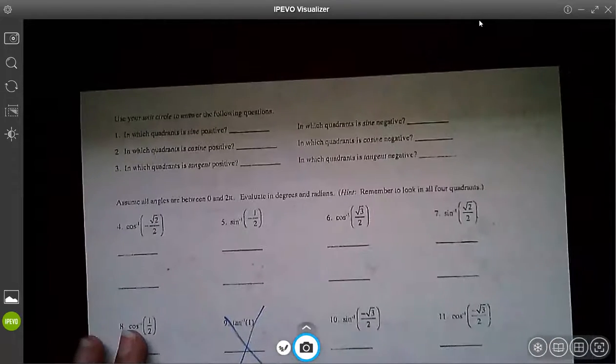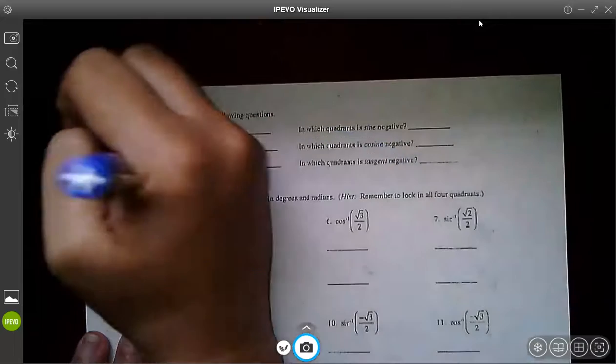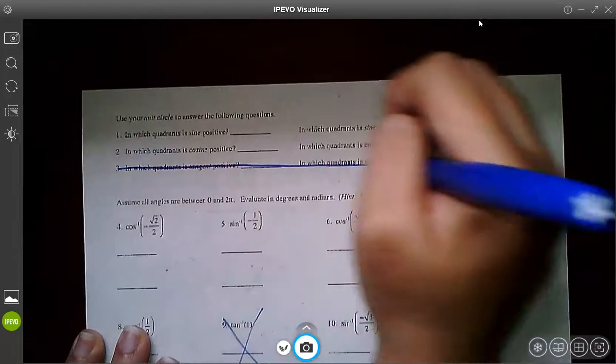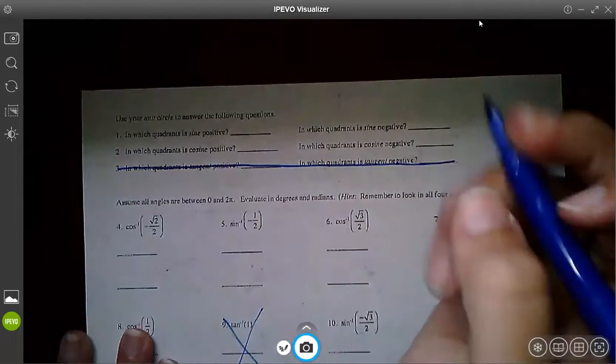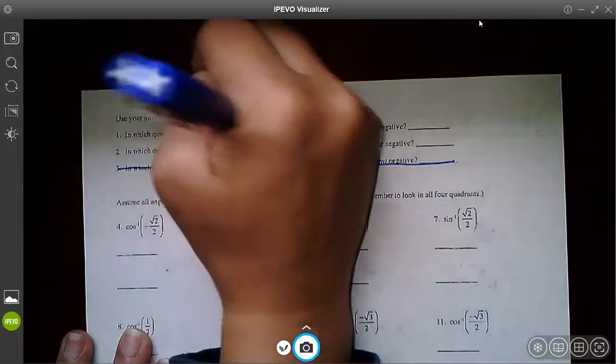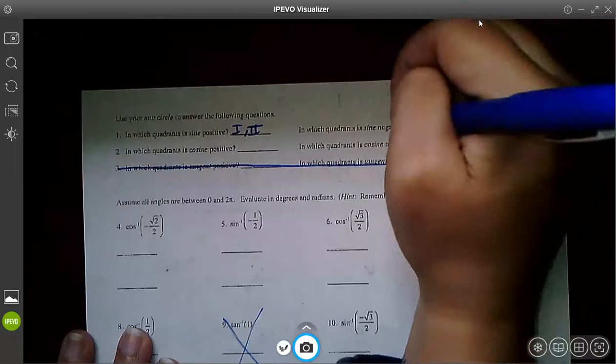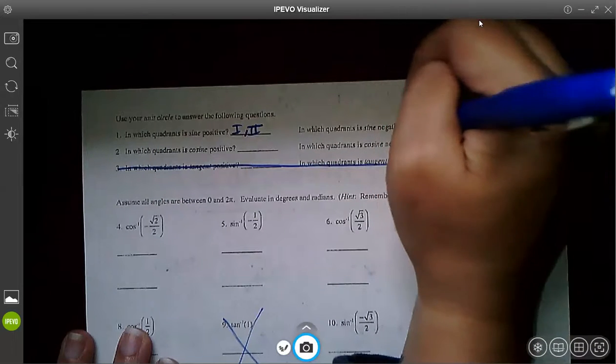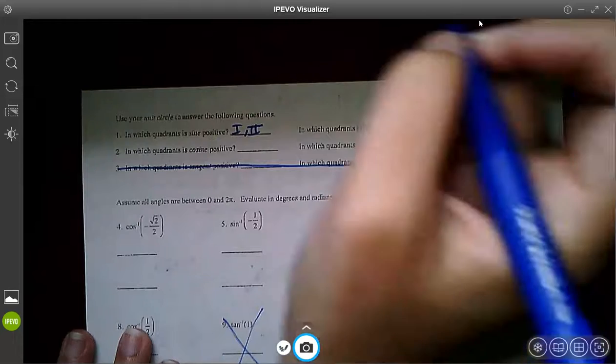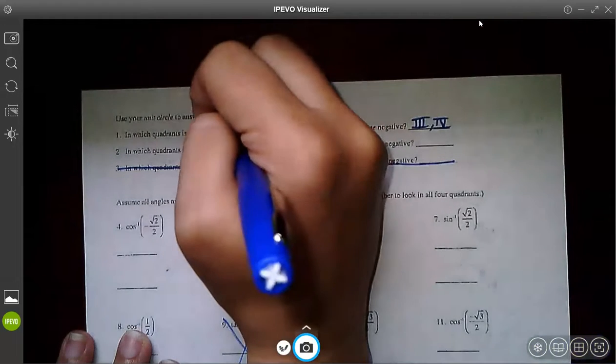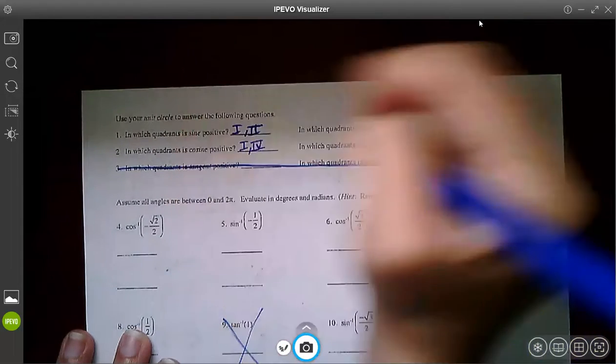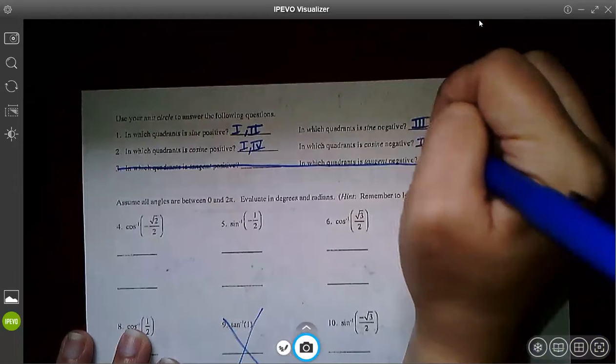On the back, in which quadrant is sine positive? We just answered those questions. Sine is positive in quadrants 1 and 2, and it is negative in quadrants 3 and 4. Cosine is positive in quadrants 1 and 4, and negative in quadrants 2 and 3.